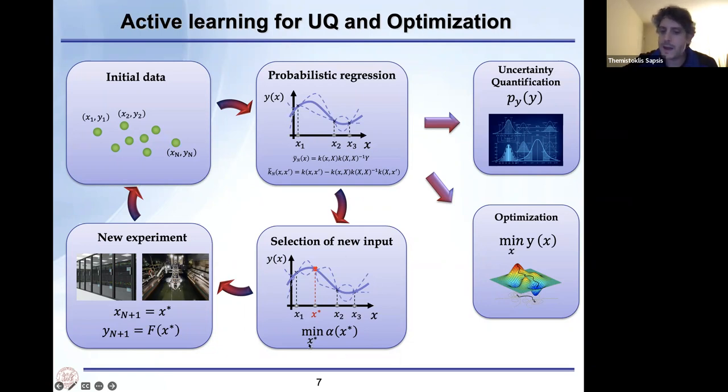After we identify, with the criterion we choose, the next input point, of course, we run the experiment with this new point, and then we complement the data and we repeat this cycle until we are ready to use the regression, the reduced order model, either for identifying the risk from the tails or for optimization.